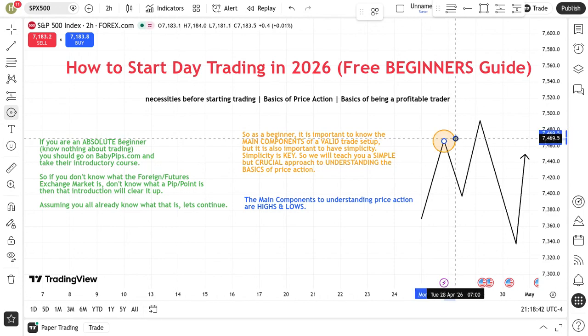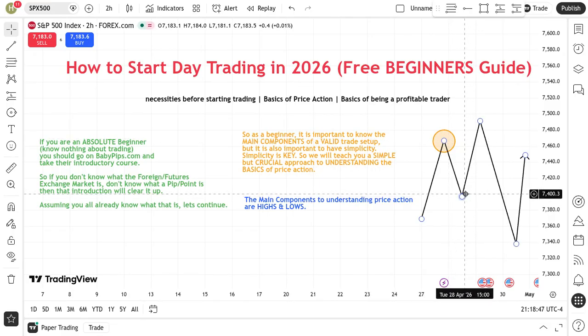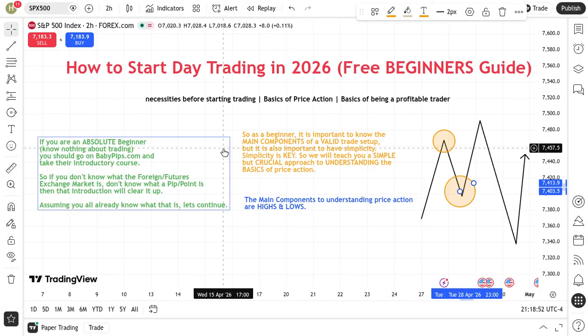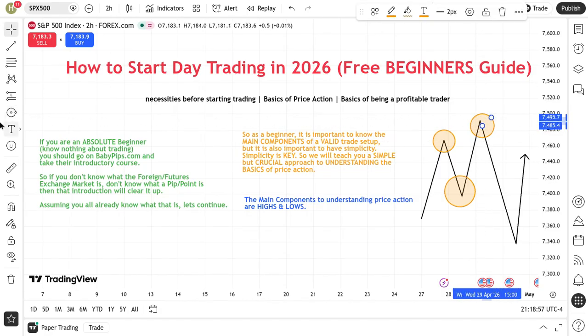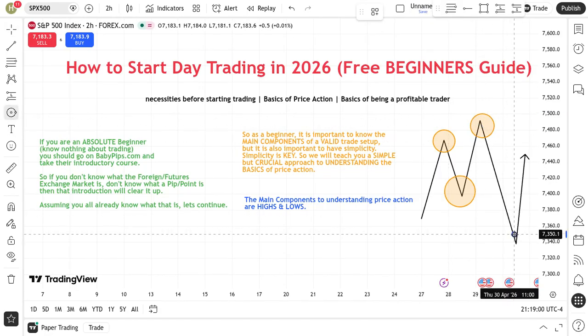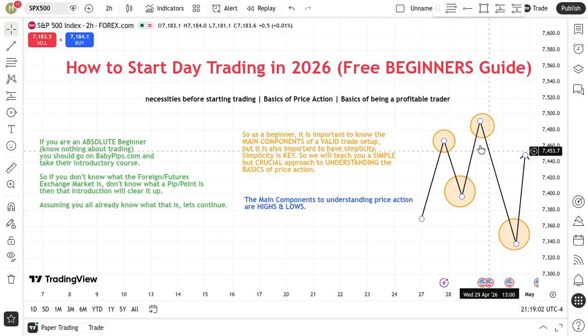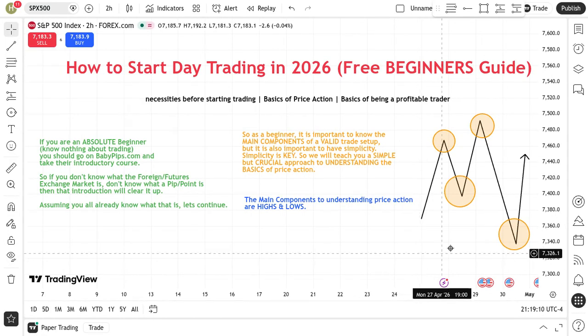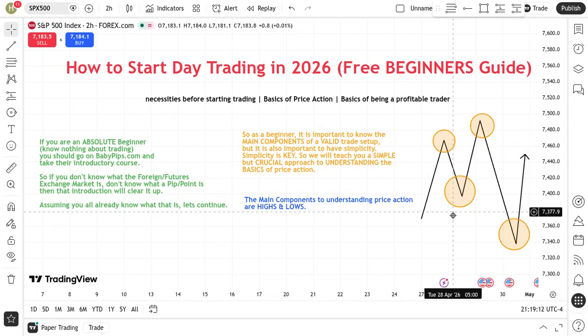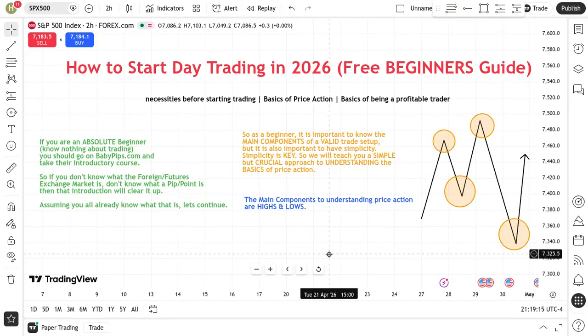This is a high where it pivots away. This is a low where it pivots away. This is a high. And this is a low. So this is the easiest example of understanding highs and lows. Now, highs and lows are also used for more, which we'll get into in a second, but you have to understand the basic principles of identifying highs and lows, and then you can understand the rest of the basics of price action.